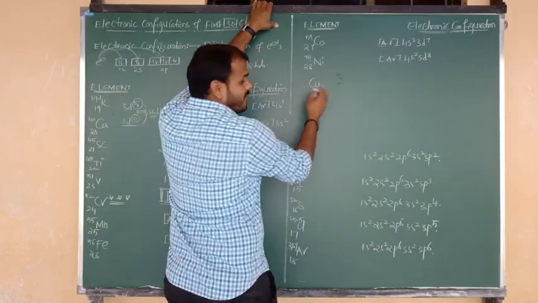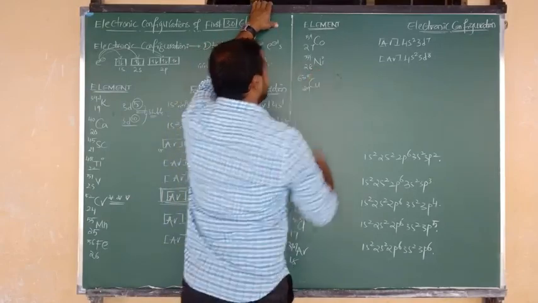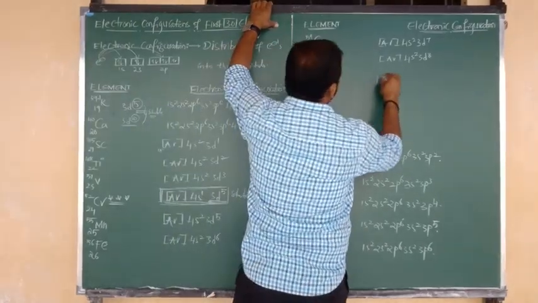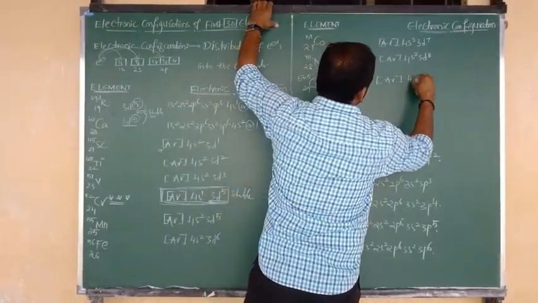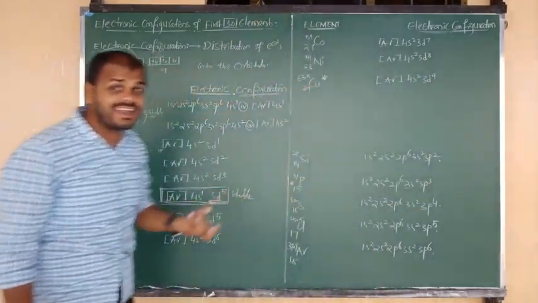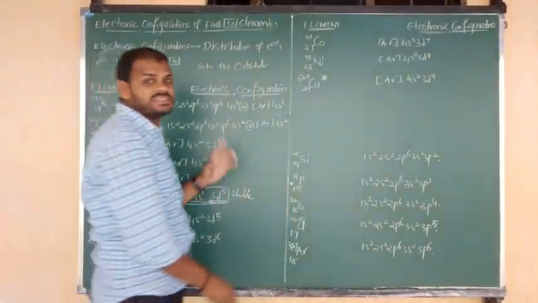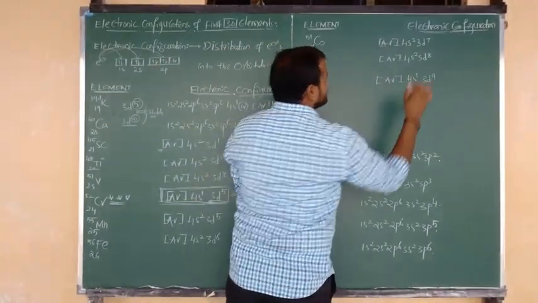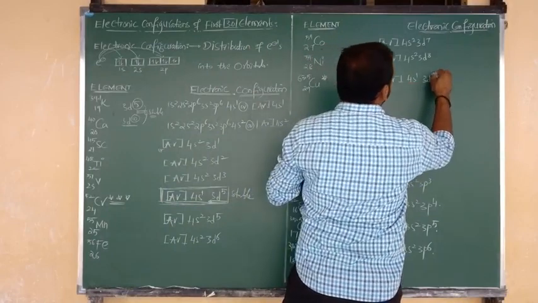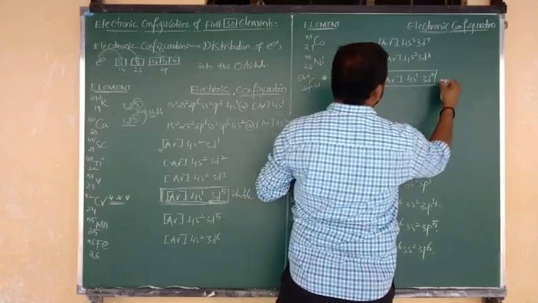Next one is copper. Copper symbol is Cu. Atomic number is 29, mass number is 63.5. It also has a special configuration. The expected one is argon 4s2 3d9. But 3d9 is unstable. It requires one more electron to get the stable 3d10 configuration. For that purpose, one electron jumps from 4s to 3d, so 4s2 becomes 4s1 and 3d9 becomes 3d10. Now it is the highly stable electronic configuration of copper.